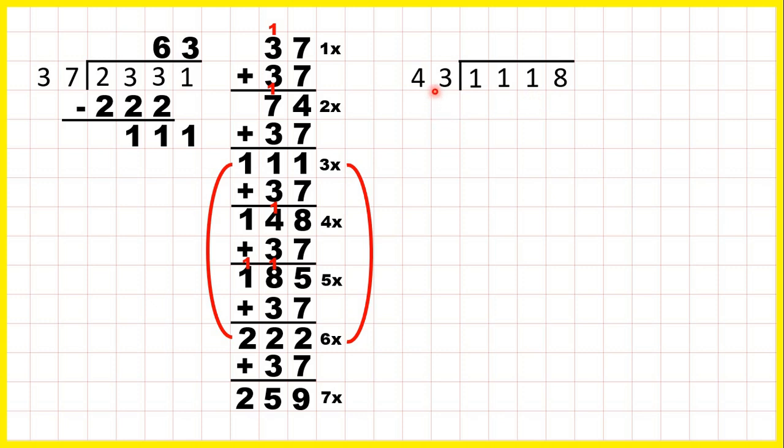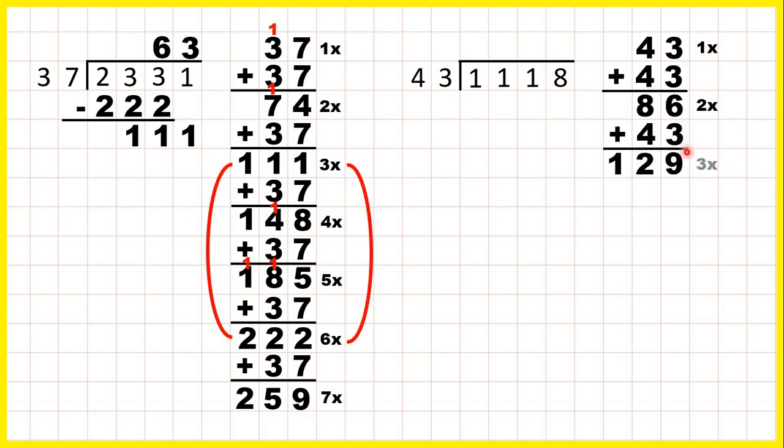Now, 1118 divided by 43. If we take the first 2 digits together, again 11 is less than 43, so we're going to need to take the first 3 digits together and divide 111 by 43. So working out our 43 times table, 86 is 2 times and 129 is 3 times. But remember, when we looked at the question, we were first just dividing 111, and we've already gone past that, so we can stop our working out and divide 111 by 43.